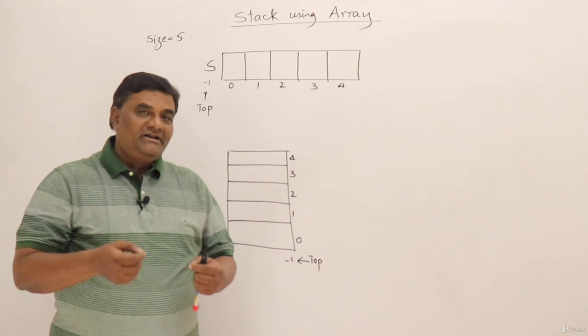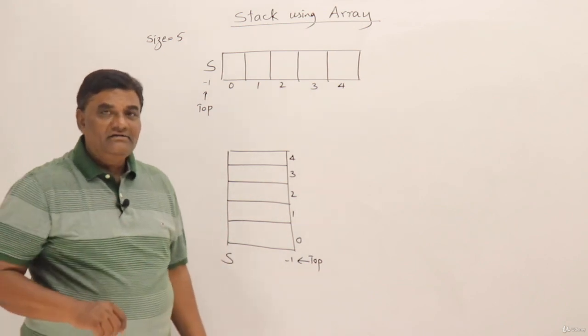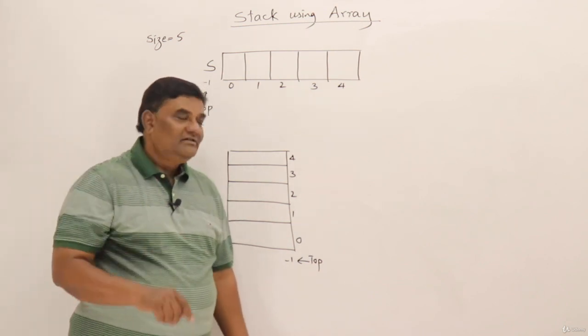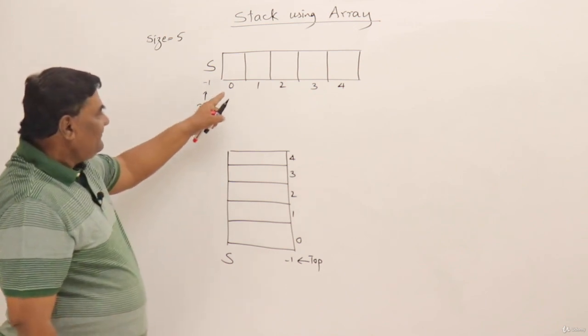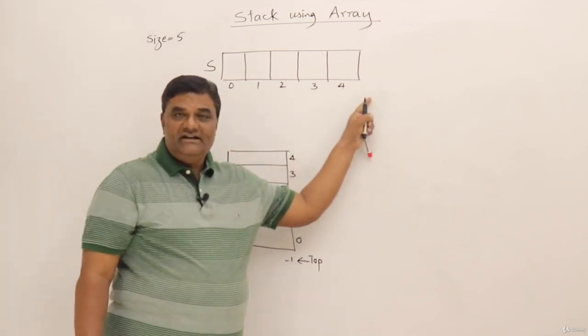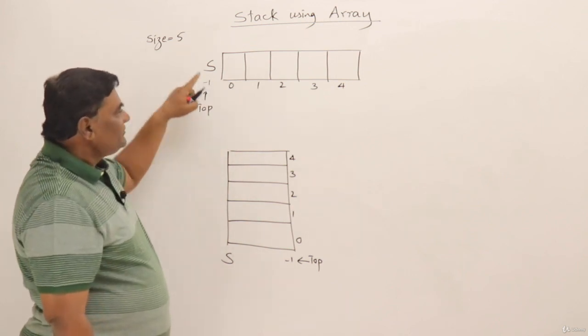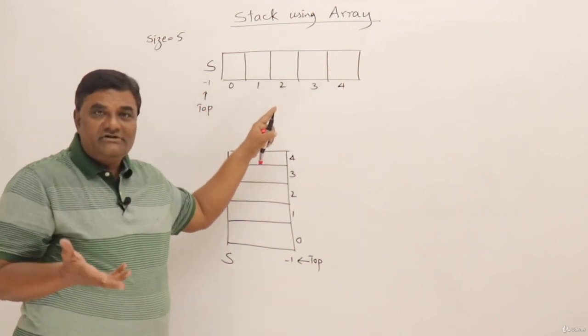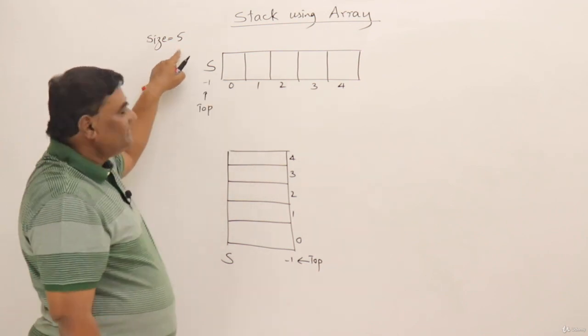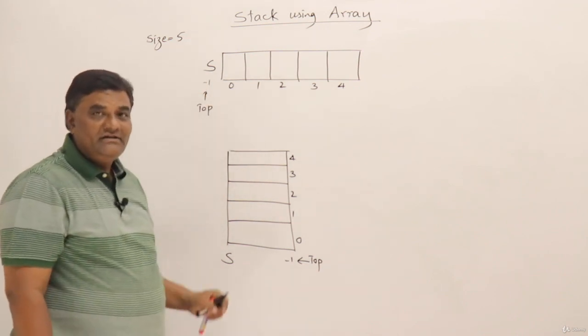So for implementing a stack, what are the things required when you are using an array? Look at this. I need a fixed size array. So I have taken an array of size 5 here. So this is the size of the array. We need a fixed size array, and also we should know what the size of that array is. So I have one variable in which we can store the size of the array.